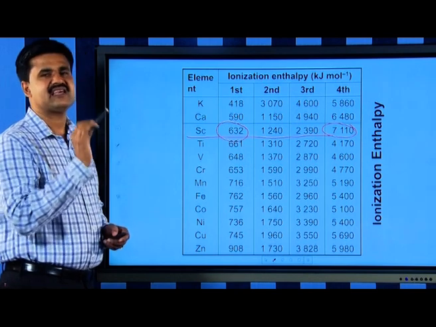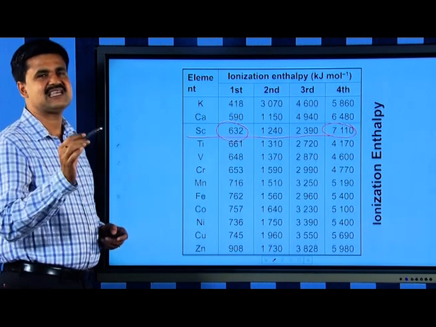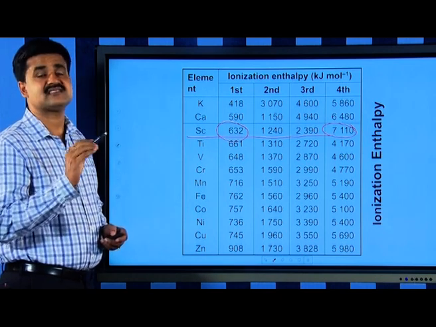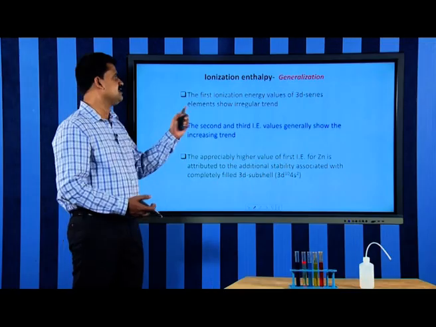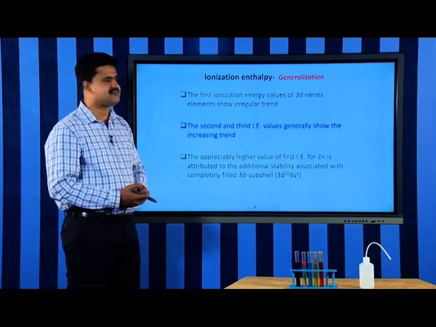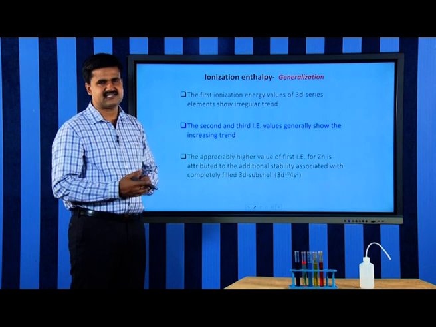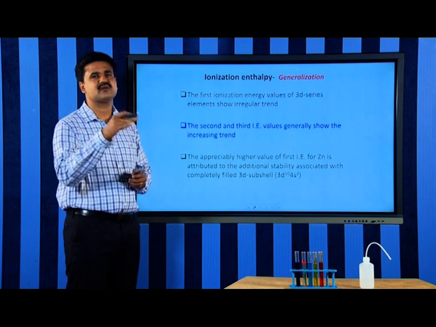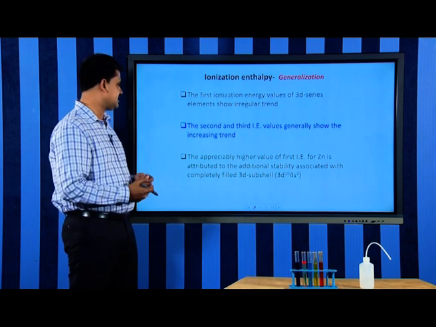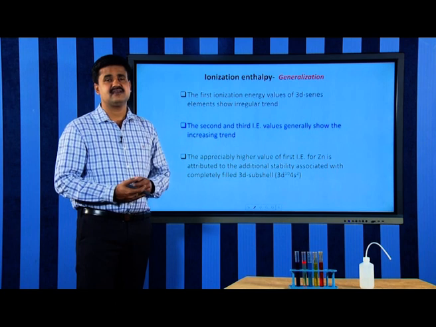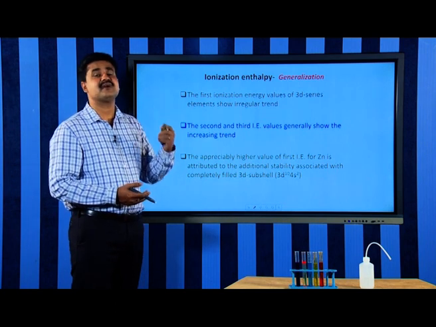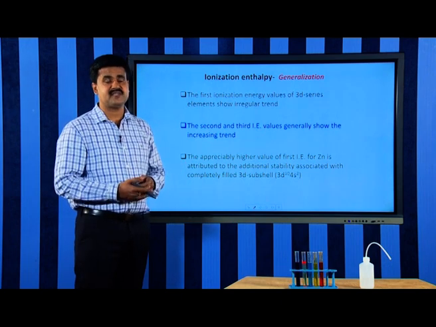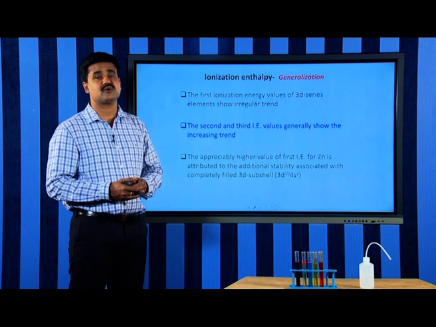These anomalies mainly arise due to electronic arrangement, stable electronic configuration. Any metal system will not wish to disturb its stable electronic configuration. The first ionization energy values of the 3d series of elements show some irregular trend, whereas the second and higher ionization enthalpy show a regular increasing trend. But in the case of zinc, we can see that the first ionization energy is comparatively very high. The very high value of first ionization enthalpy of zinc is attributed to its stable electronic configuration.